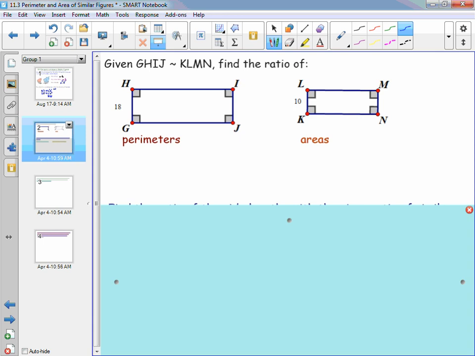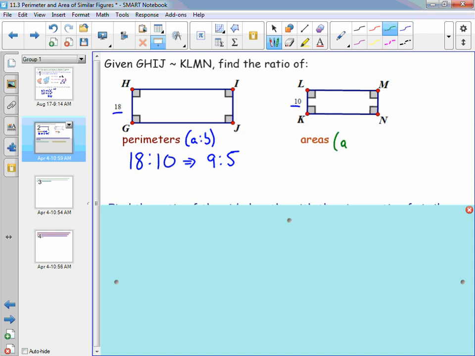The next example here, we are given two similar rectangles. We are given a length of 18 and a length of 10. Find the ratios of the perimeters. Again, the ratio of perimeters is equal to the ratio of sides. So we have 18 to 10, and all you need to do is reduce this to be 9 to 5.